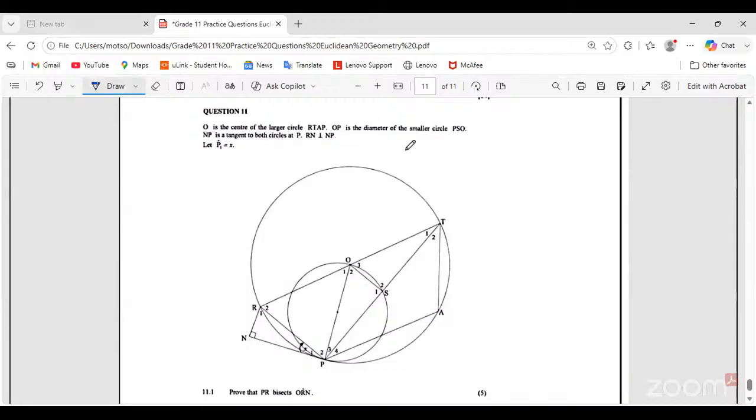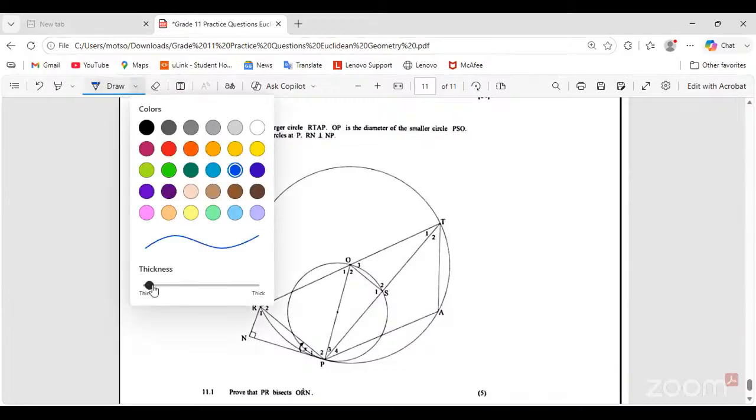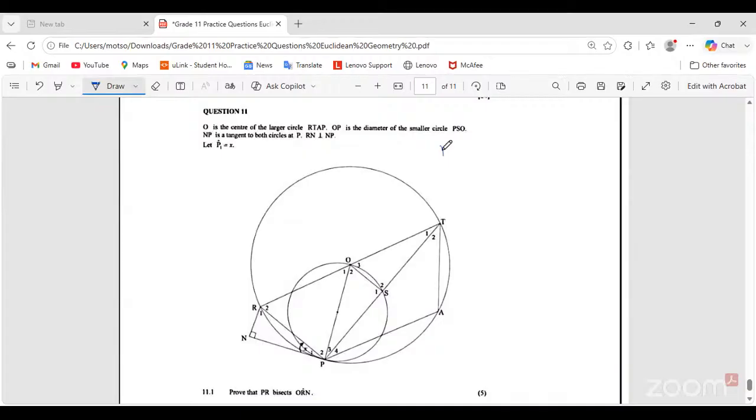Okay, now doing our analysis, the DR CAPT technique, right? D is the diameter of the circle. This is the diameter of the larger circle. Therefore, this angle here is 90 degrees, right? And the diameter of the smaller circle is this one. Therefore, this is 90 degrees. That is the diameter.